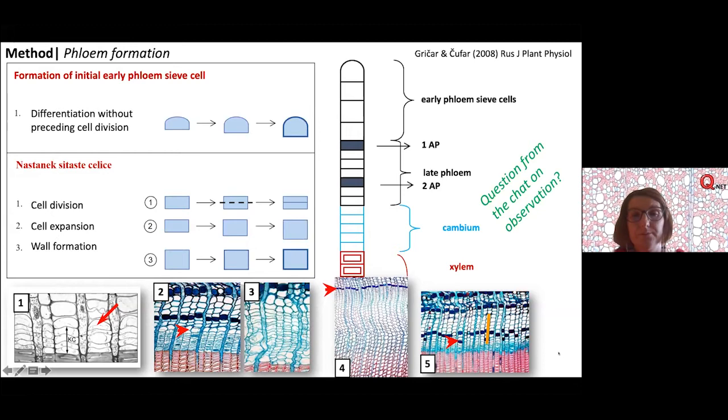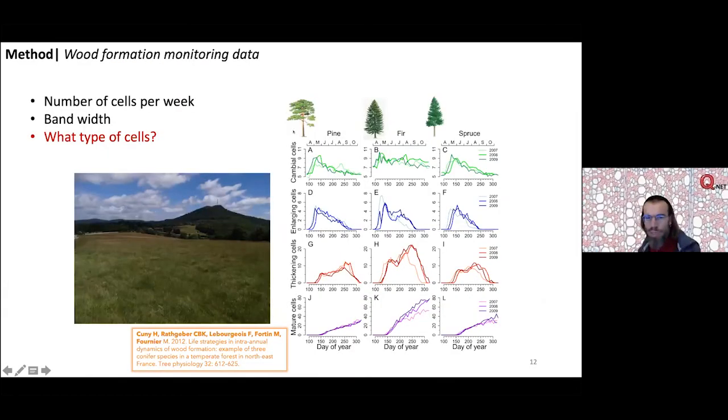Okay, Cyrille. Okay, then this is just a presentation of the kind of raw data we can have. So this is for 3 species, pine, fir, and spruce. And you have here the day of the year and 3 different years and the different differentiation step, as we saw, cambial cells, enlarging cells, thickening cells, and mature cells. And then with this information, we can, of course, try to understand the relationship with tree structure and with environmental data.